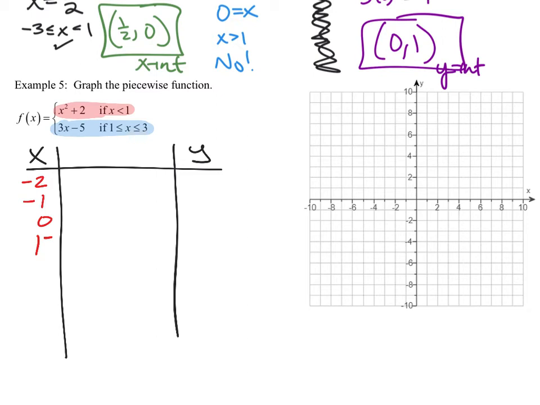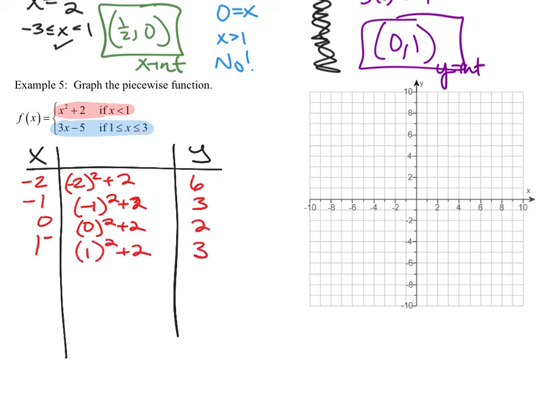But I can still evaluate what it's getting closer and closer to. So if I plug this in, -2 squared plus 2 is going to be 6. -1 squared plus 2 is going to be 3. 0 squared plus 2 is going to be 2. And 1 squared plus 2 is going to be 3.